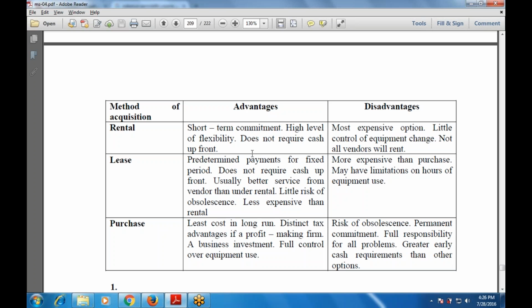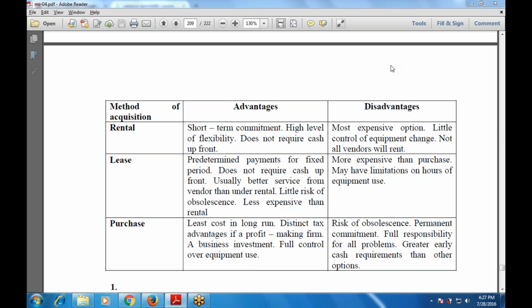Then when we talk about the lease, that is the next method. There is a predetermined payment for a fixed period, and it does not require any cash up front. Usually there is better service from the vendor than under rental, little risk of obsolescence, and it is less expensive than renting. Then the disadvantages: it is more expensive than the purchase and may have limitations on the hours of equipment use. So you have a limit on the hours that are used for the lease.